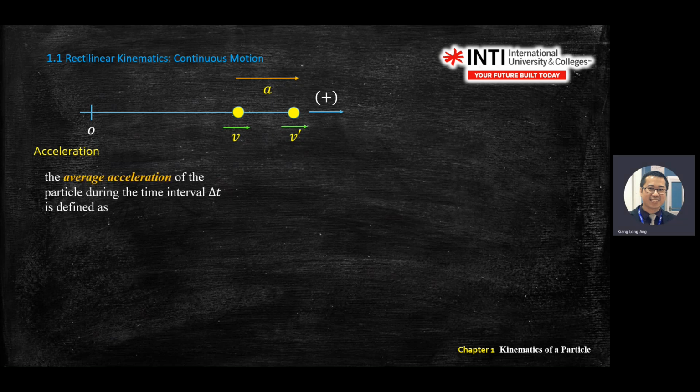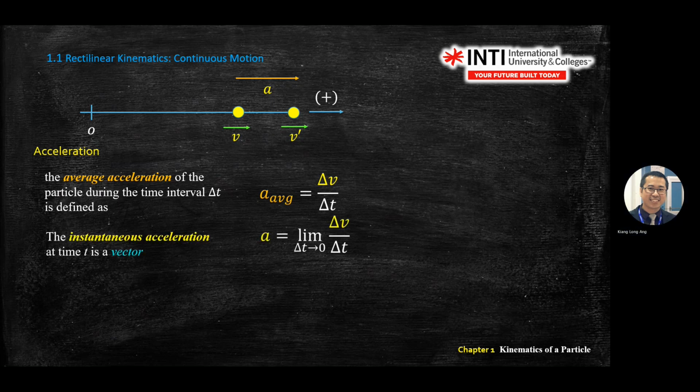Again, for average acceleration, we take the change of velocity divided by time. You apply the same to find the instantaneous acceleration by using the limit as delta t goes to 0, which means you freeze the time and look at that particular time. You will get acceleration equal to dv/dt. So this is the third equation for today, dv/dt.